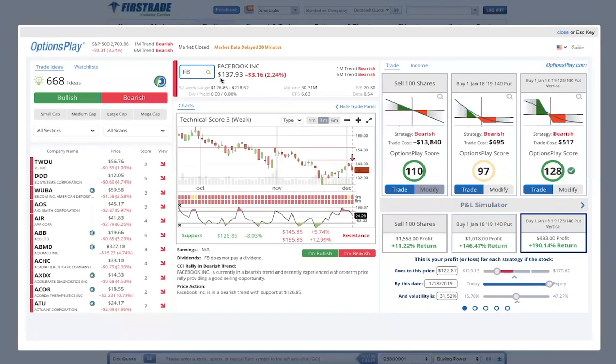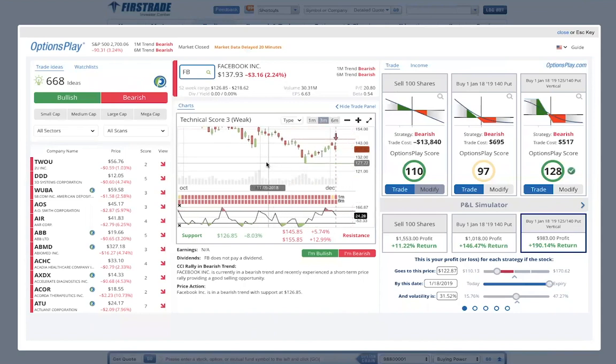So here's Facebook. It's trading at 137. Like I said, this is clearly a bearish stock and a bearish trend at 137. So I do think that to the downside, it can easily move down to at least 127, which was the low that was just at a few days ago, 126.5. So what are the options that you can do?